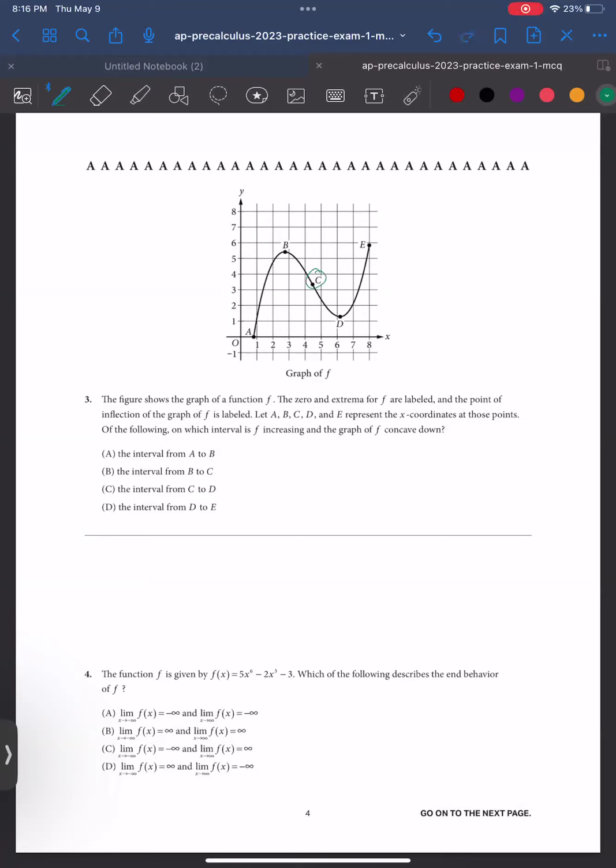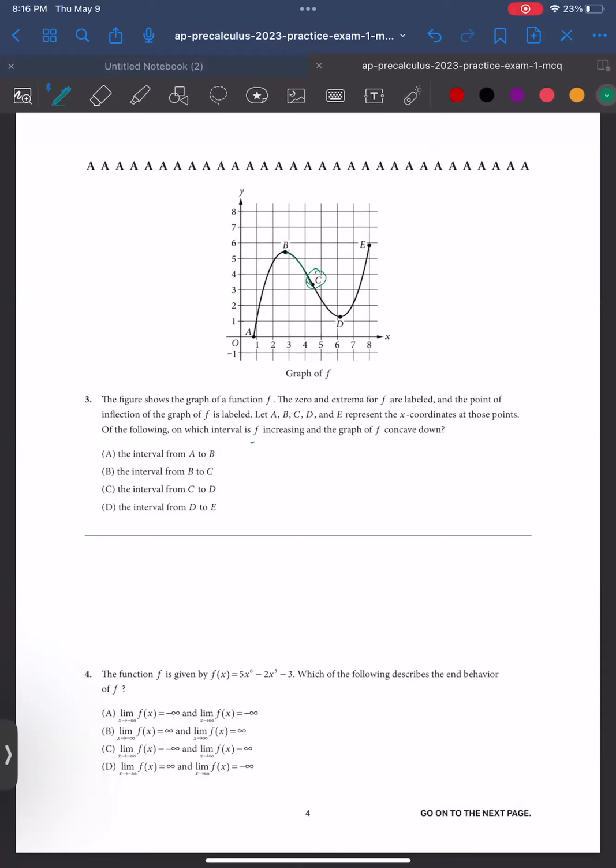C is my point of inflection. Remember that the point of inflection is the point where the concavity changes. When I switch from concave down to concave up, that point is my point of inflection. So my question is now saying, on which of the following intervals is f increasing and the graph of f concave down? So when is it increasing but also concave down?